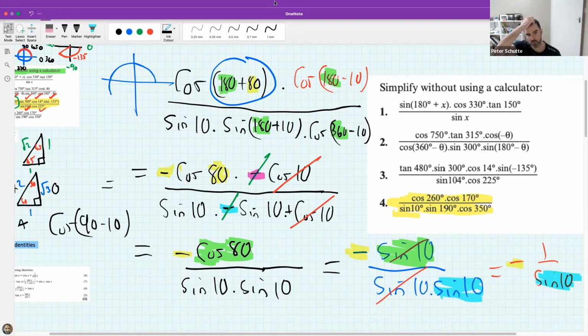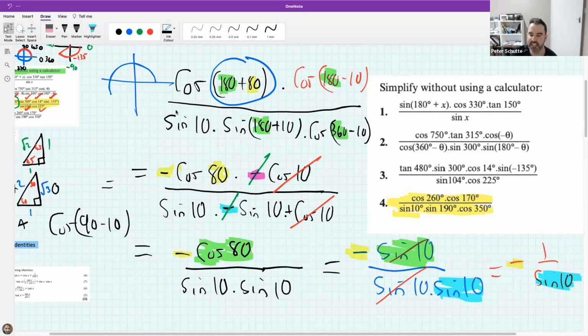All right, we have worked. Would it still be correct if you change the sine 10 to cos 80? Yes, it would be. Naledi, it would be completely fine. In fact, it would be just as correct.